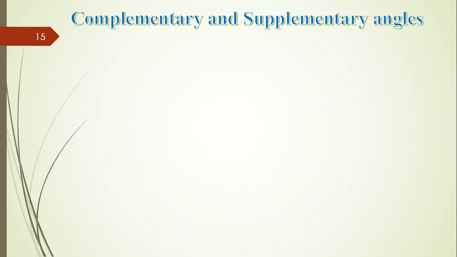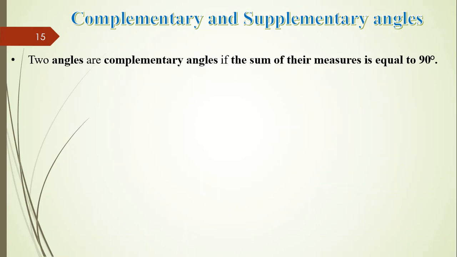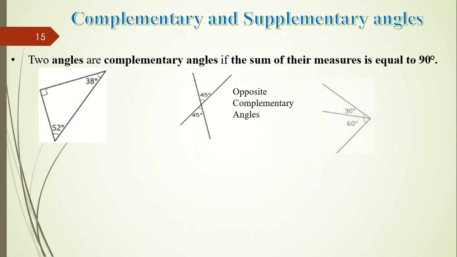Complementary and supplementary angles. Two angles are complementary angles if the sum of their measures is equal to 90 degrees. For example, here if we add 52 to 38, it gives 90 degrees. So here 52 and 38 are two complementary angles.